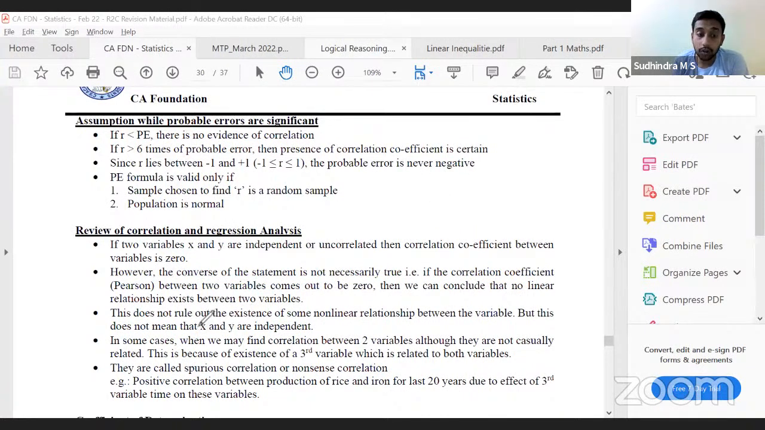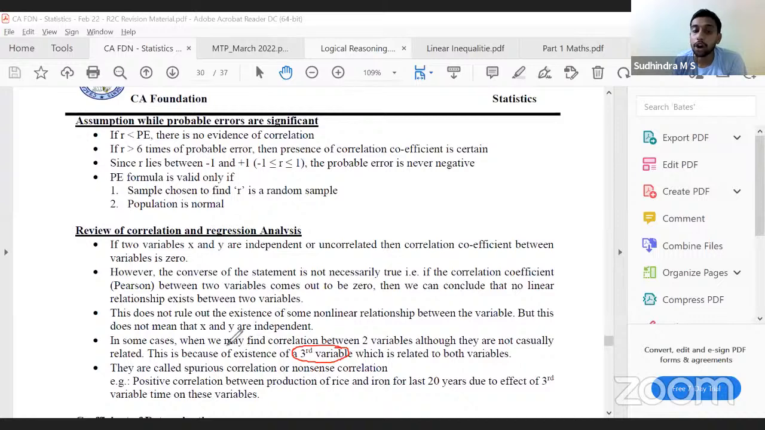This does not rule out the existence of a non-linear relationship between the variables, but this does not mean that X and Y are independent. Now, in certain cases, X and Y are independent, but there is one more variable called Z. Because of this variable Z, for every change in X, there is a change in Y, not directly, but indirectly. For every change in X, Z changes. For every change in Z, Y changes. So X and Y are not dependent on each other, but because of the existence of a third variable, there is a corresponding change in these two variables.